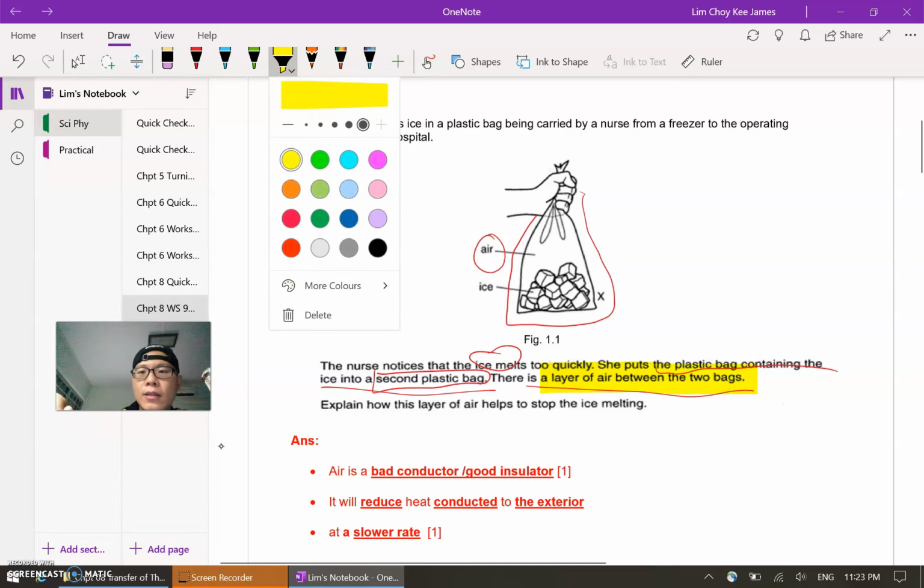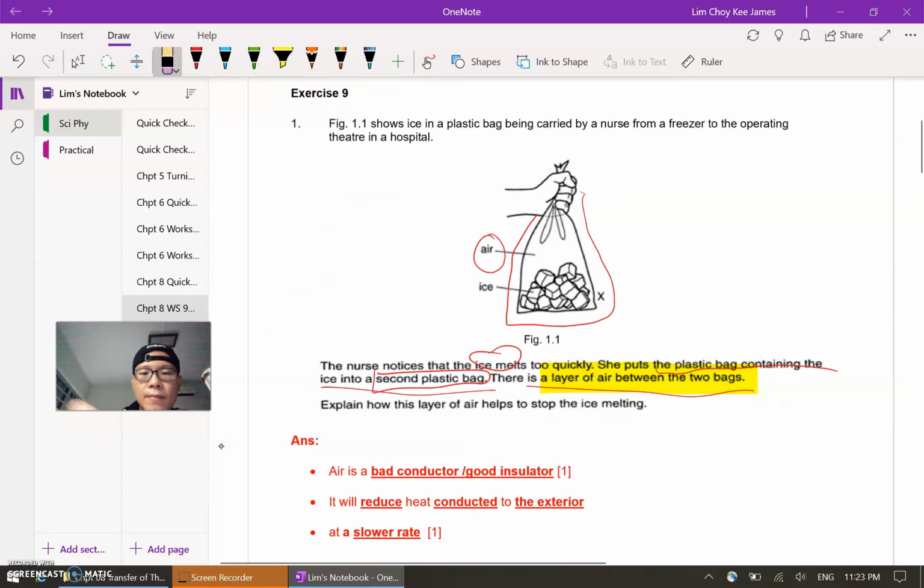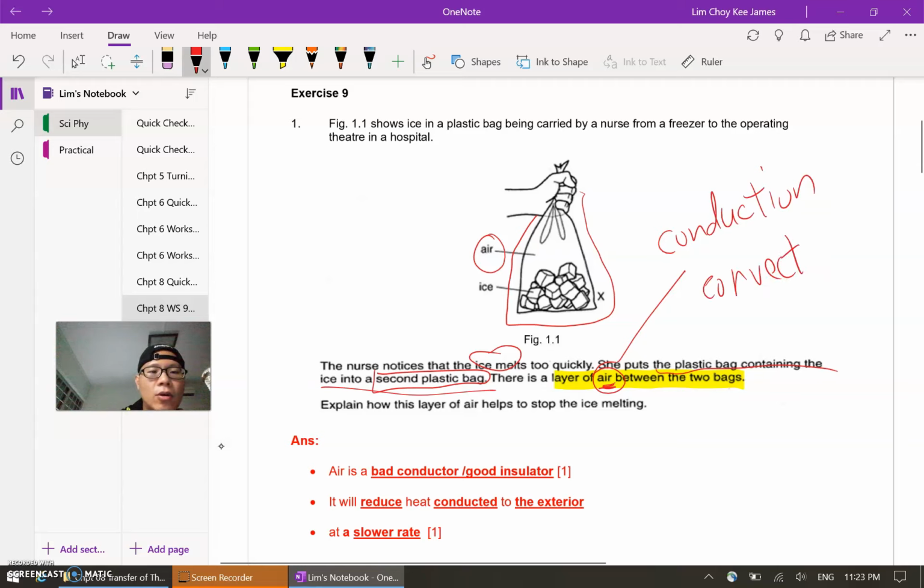So if you look at the layer of air, it does have a mention of the layer of air. More importantly, I want to highlight the fact that it is air. When you talk about air, the first thing that runs through your head could be conduction, or it could be convection current, because hot rises, cold sinks. Air is a fluid, so possibly it could be convection, or it could also be a conduction question.